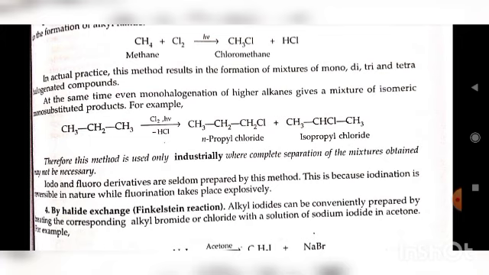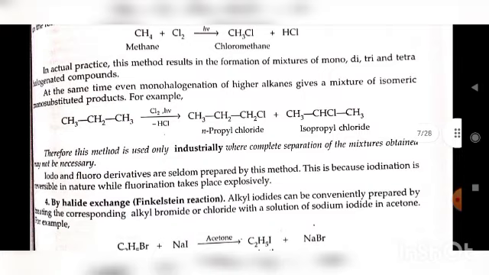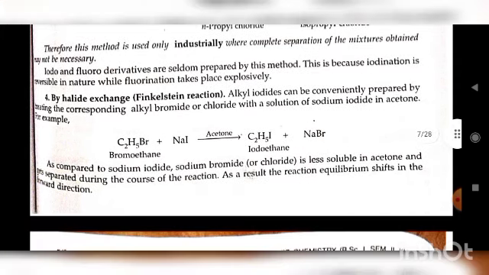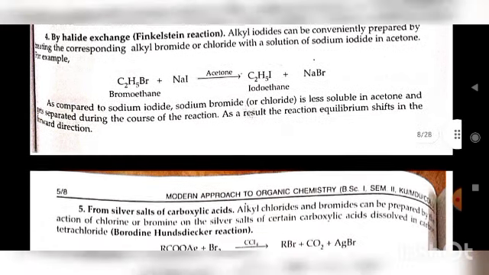Iodo and fluoro derivatives are seldom prepared by this method. This is because iodination is reversible in nature, while fluorination takes place exclusively by halide exchange. Alkyl iodides can be conveniently prepared by heating the corresponding alkyl bromide or chloride with a solution of sodium iodide in acetone. For example, bromoethane in presence of NaI and acetone gives iodoethane and sodium bromide. As compared to sodium iodide, sodium bromide or chloride is less soluble in acetone and gets separated during the course of the reaction. As a result, the reaction equilibrium shifts in the forward direction.